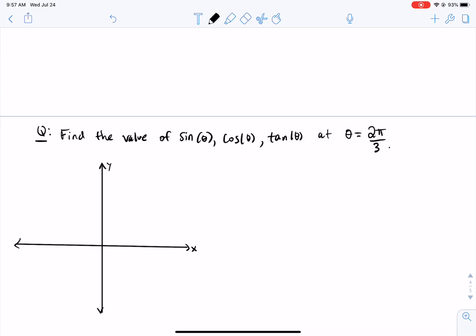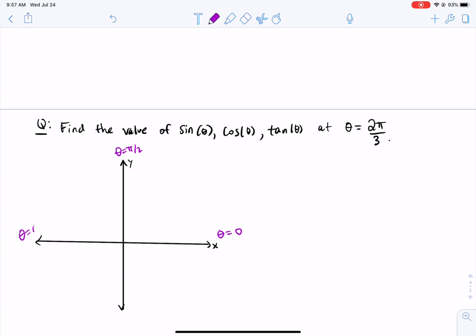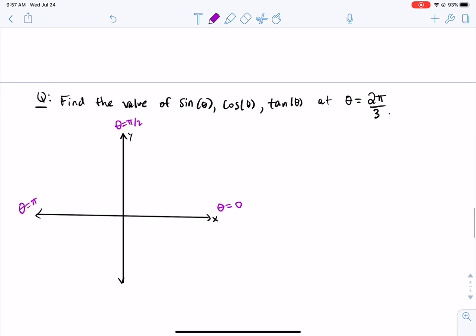And what is the value of theta on the positive x-axis? The value of theta there is going to be 0. On the positive y-axis, theta is equal to pi over 2, 90 degrees. On the negative x-axis, on the other side, theta is pi. And then what about on the negative y? Yeah, 3 pi over 2.